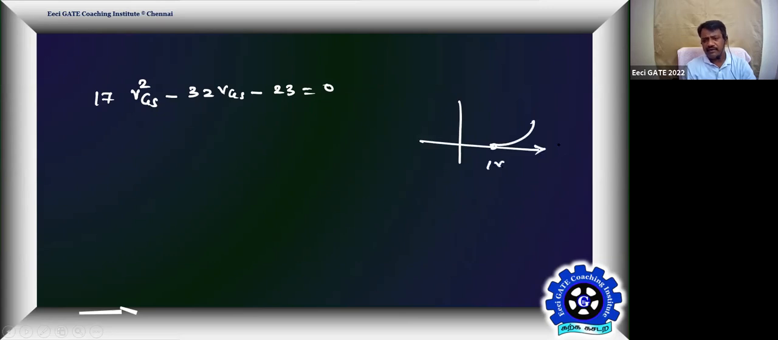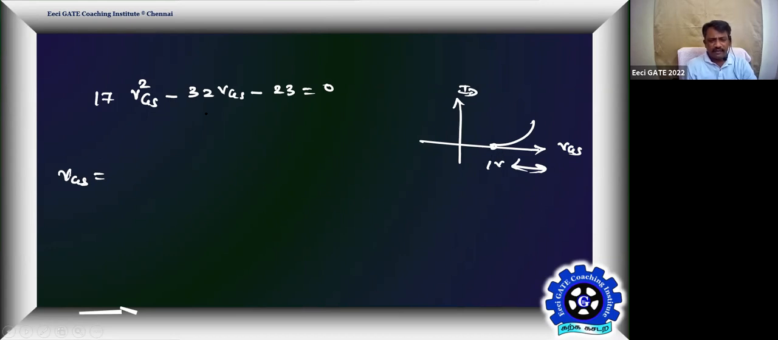So immediately keep an eye on the characteristics. The device is on only for VGS more than 1 volt. So the right root will be falling beyond 1 volt. VGS more than 1 is the right root. Less than 1 volt is the wrong root. Then solve for the VGS.